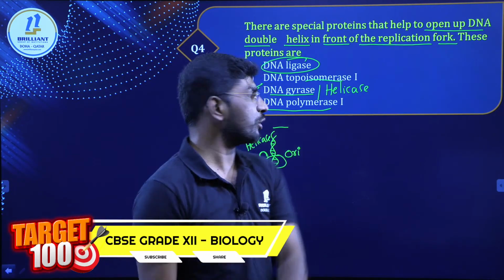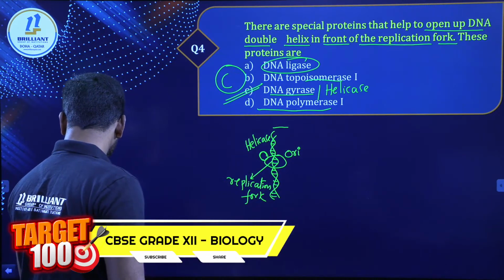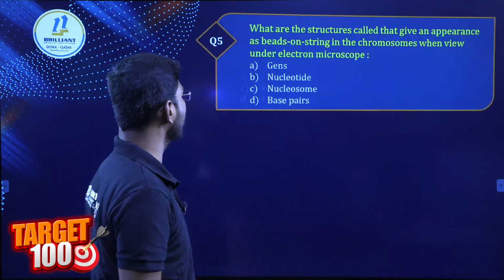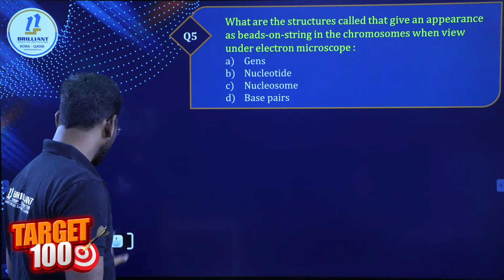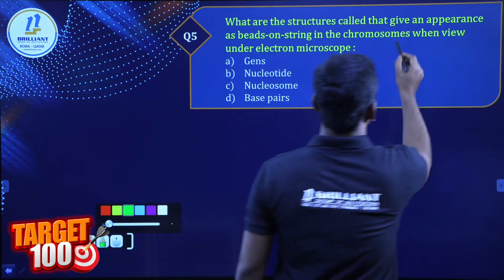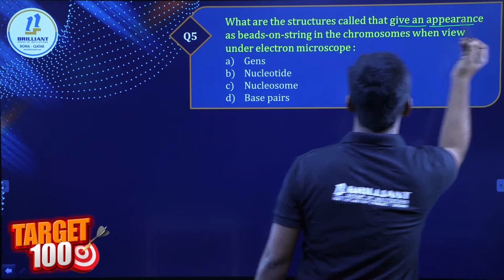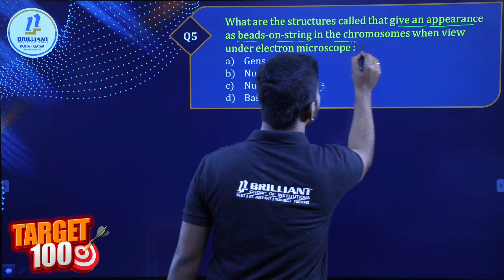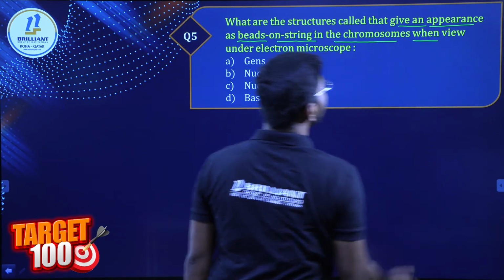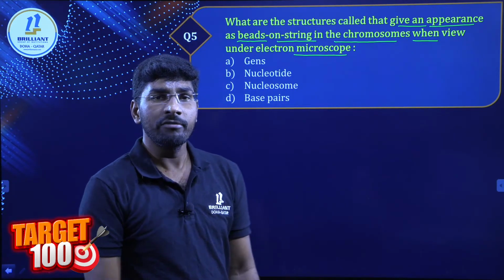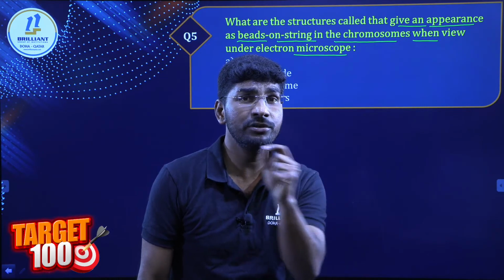Look at the fifth question. Fifth question I am going to show now. What is the right answer of the fifth question? Can any one of you answer this question? What are the structures called that give an appearance of beads on a string in the chromosome when viewed under the electron microscope? We have seen this.